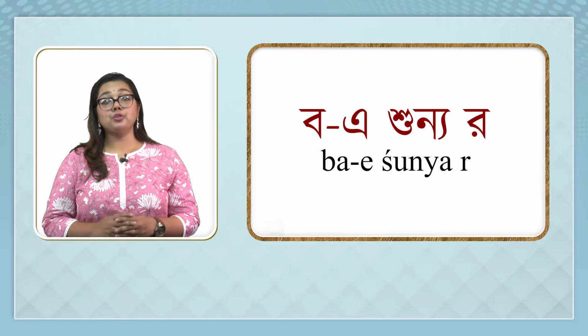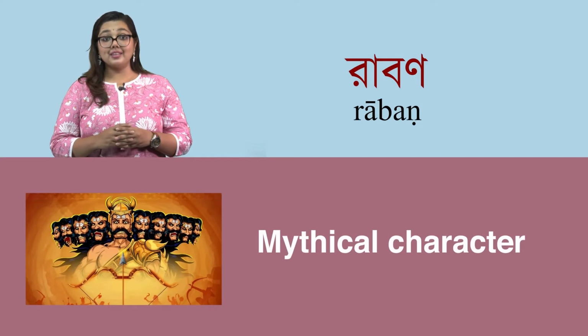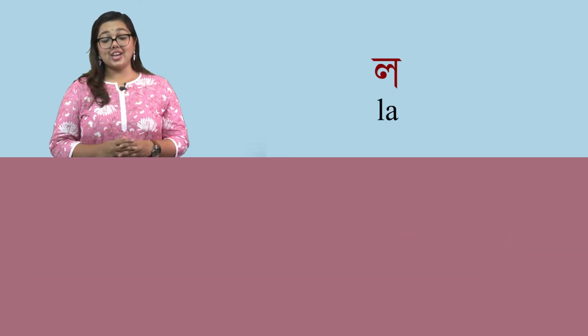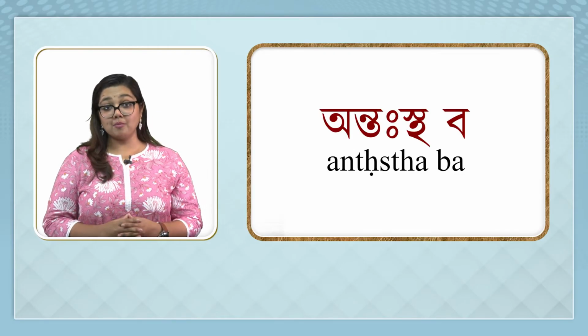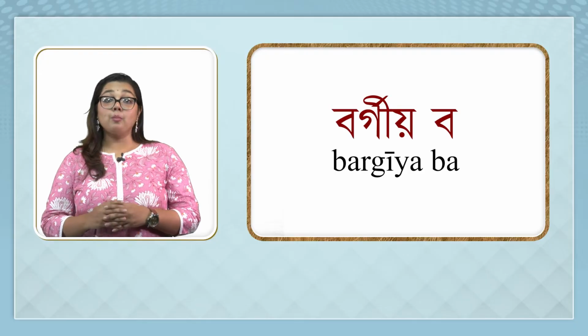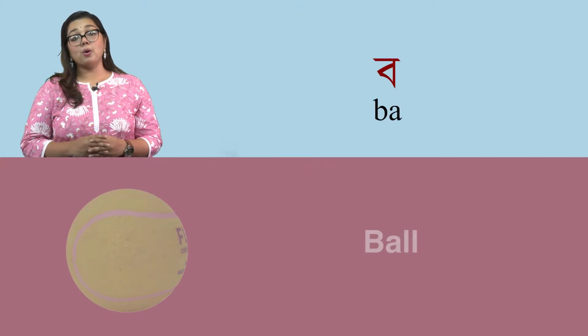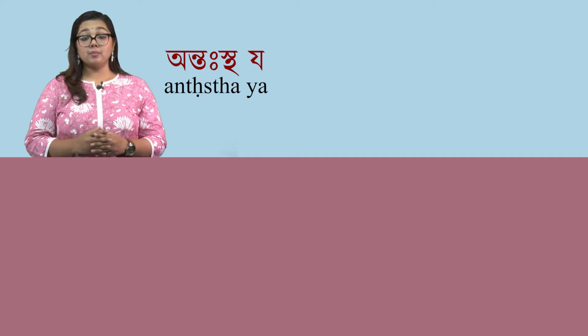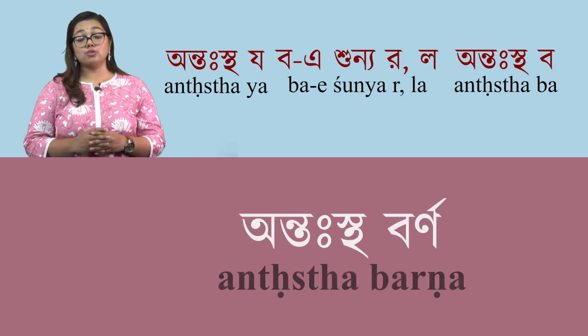Then comes Boishono Ra, such as in Rabon, which is a mythical character. Next, La, such as in Loha, which means iron, and then Ontostho Ba. Orthographically, it is the same as Borgio Ba, but phonetically, it has a sound like Wa, whereas Borgio Ba has a sound of Ba, similar to Ba in the English word ball. Ontostho Ja, Boishono Ra, La and Ontostho Ba are called Ontostho Borno.